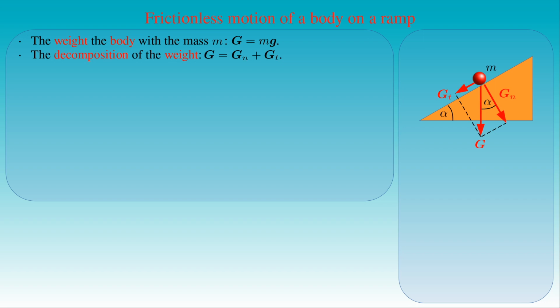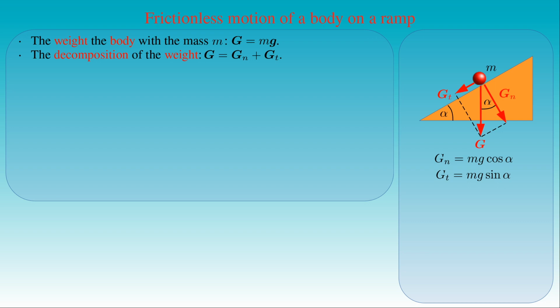That is, the weight G of the body is equal to the vector sum of the components Gn and Gt, as the parallelogram law applied for these forces shows in the figure. Then the magnitude of the normal component is given by the mass m times the magnitude of the gravitational acceleration g times cosine alpha, and the magnitude of the tangential component is equal to m times g times sine alpha.